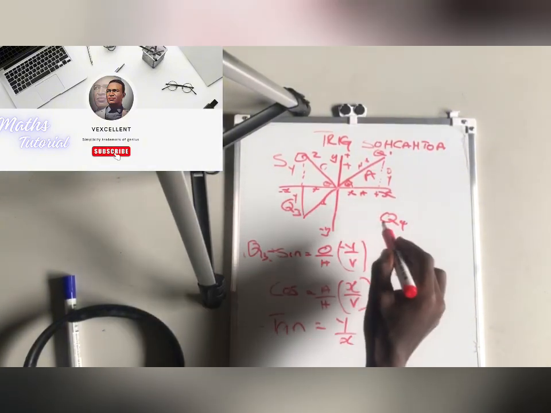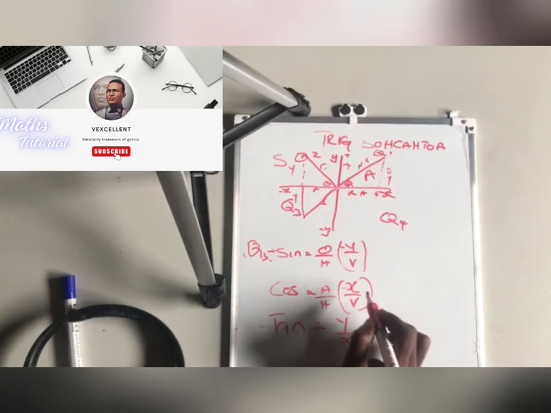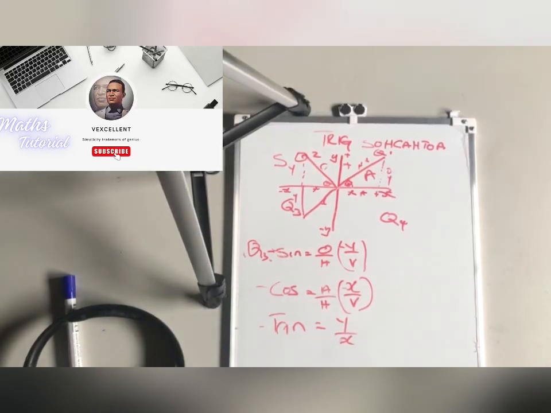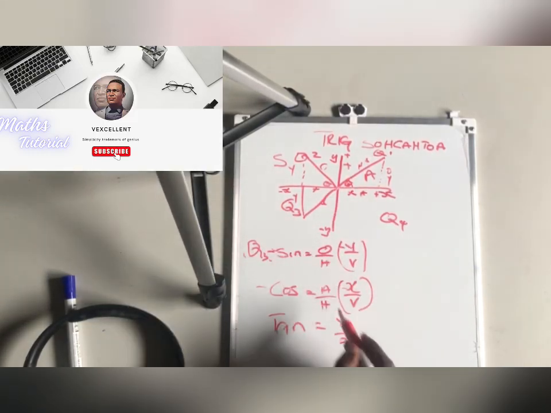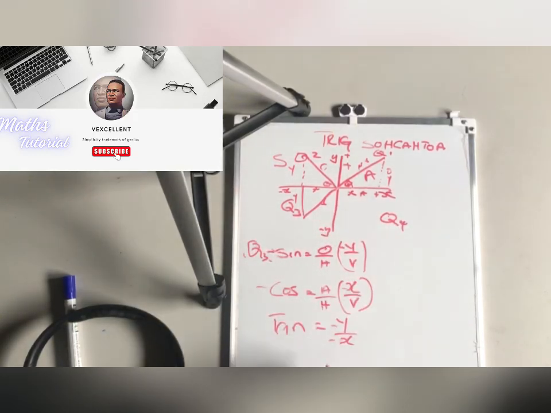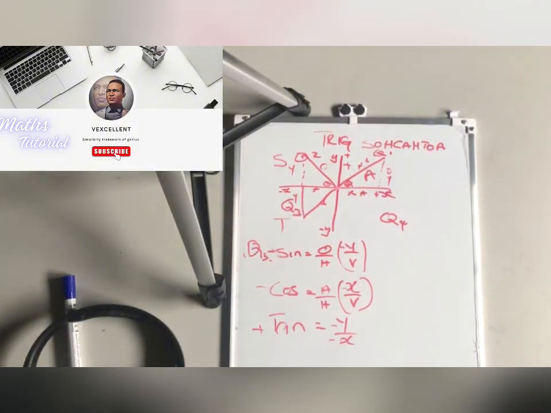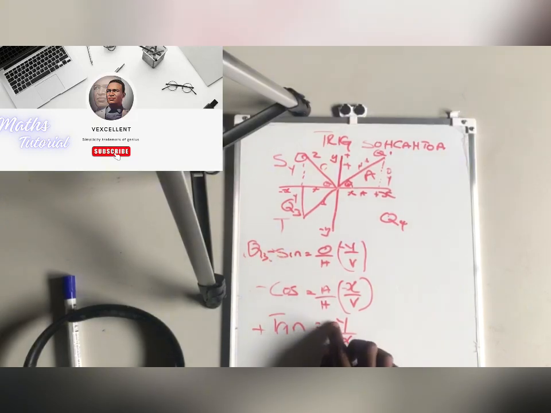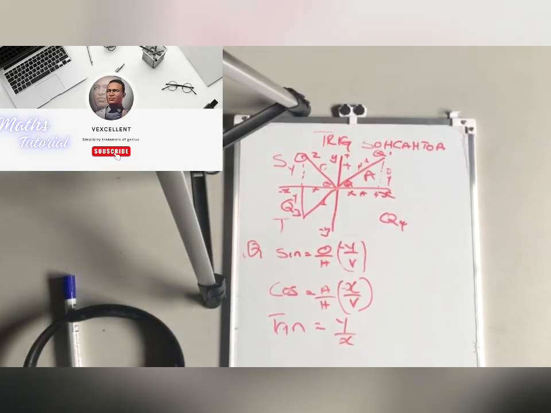Then you come and look at your cos. What is your x? Your x is negative over r. r is positive. Meaning that this is going to be negative, so your cos is going to be negative. You come and look for your tan. Your tan is y over x. y is negative and your x is negative. Negative divided by negative is what? It's positive. Meaning that your tan is going to be positive. That's why we're going to have T here. Then it's only tan that is positive. Then we're done with the third quadrant.